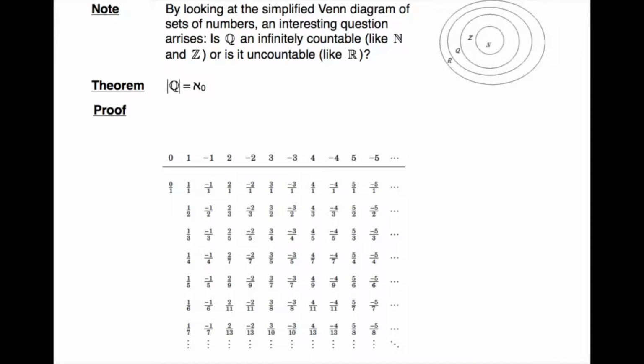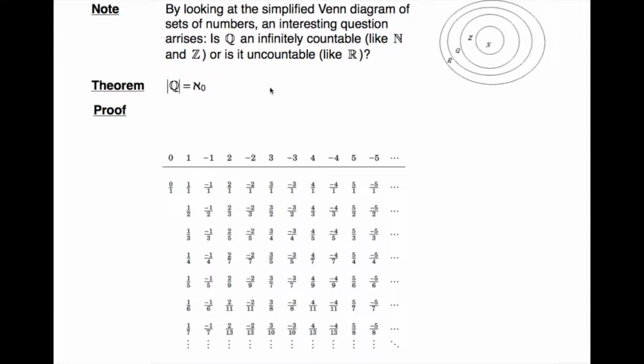If we look at the Venn diagram here on the right, there's a very natural question that arises. On the one hand, we have N and Z that are countably infinite. On the other hand, we know that R, the real numbers, are uncountable. So what about Q, right? Is it with Z and N, countably infinite, or is it with R?